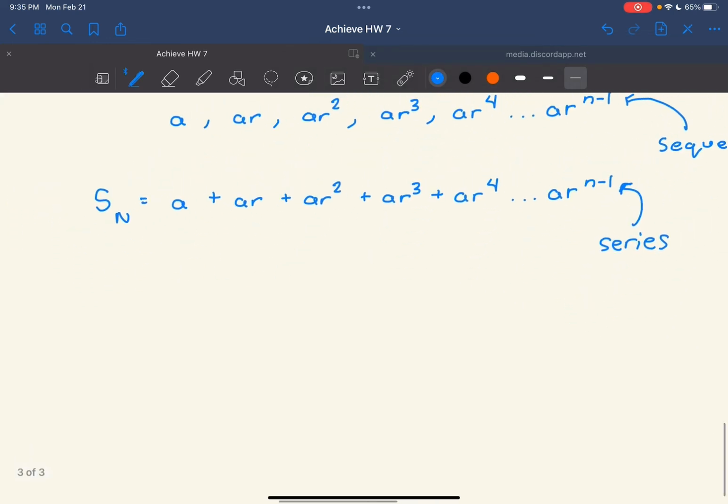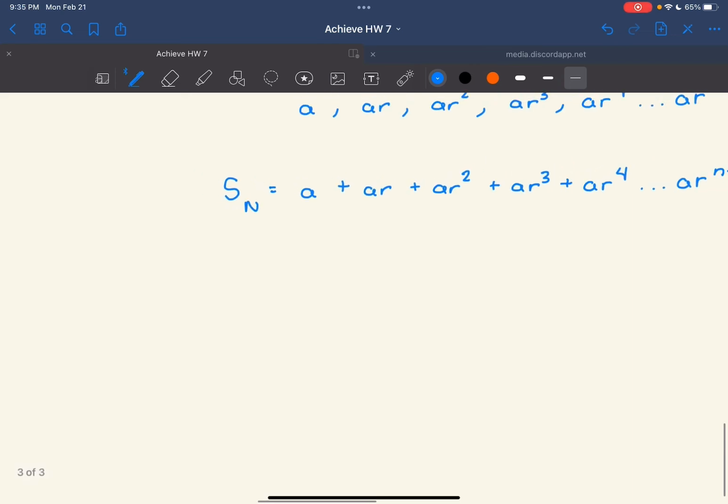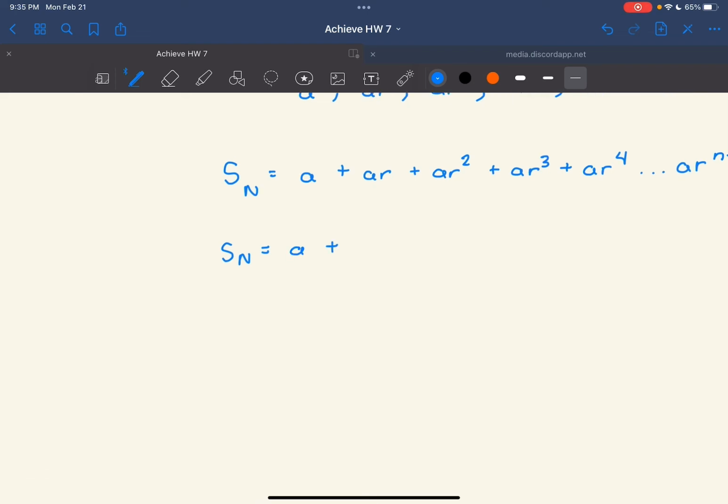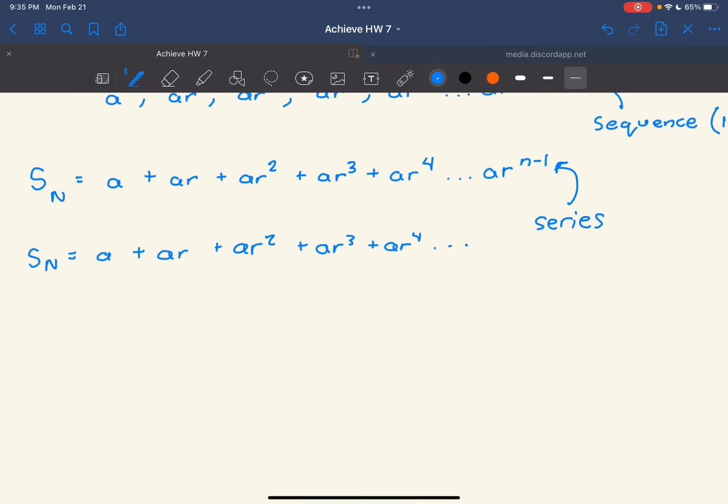Anyway, we move on and we say that S sub n, we're going to take another S sub n. S sub n is going to be equal to this thing. Boom, boom, R squared plus AR cubed plus AR to the fourth, dot, dot, dot, ARN. We need some space.